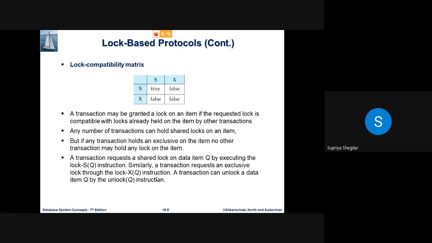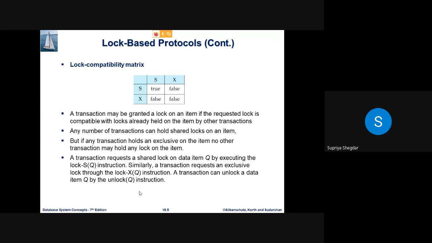Similarly, if the transaction has completed its execution with the data item, then that transaction must unlock that data item. The unlocking of the data item is executed by the instruction unlock(Q). So every transaction has to unlock the data item after completion of its execution.